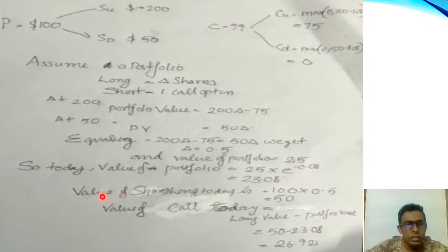Now the value of shares today is 100 into 0.5, which we have already calculated, which will give us 50. 100 is the value of shares today and 0.5 is delta, the number of shares. So the value of the call today is the long value minus the portfolio value. So the long value is 50, and minus 23.08 is the total portfolio value, which gives us 26.92, which is nothing but our value of the call. This is how we calculate the value of the call using the binomial tree model.